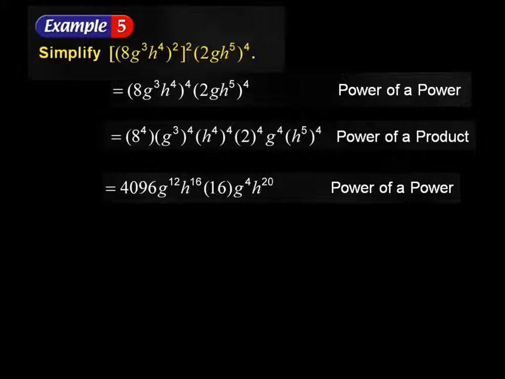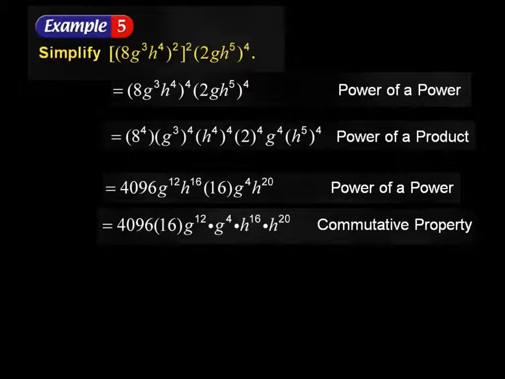And they used a calculator, and they got 8 to the fourth is 4,096. 2 to the fourth is 16. Power of a power, we multiply exponents, so 3 times 4 is 12. 4 times 4 is 16. 2 to the fourth, they used a calculator, and they got 16. Well, that you could do in your head. And 5 times 4 is 20.